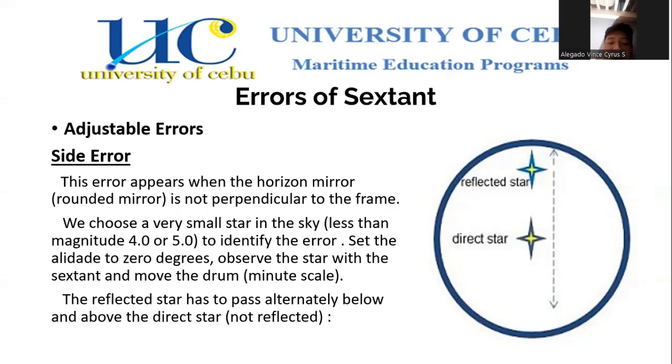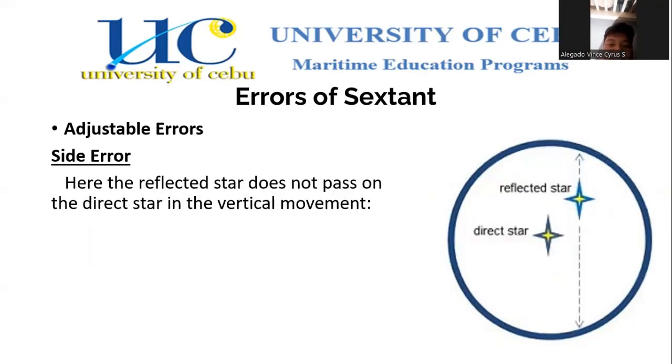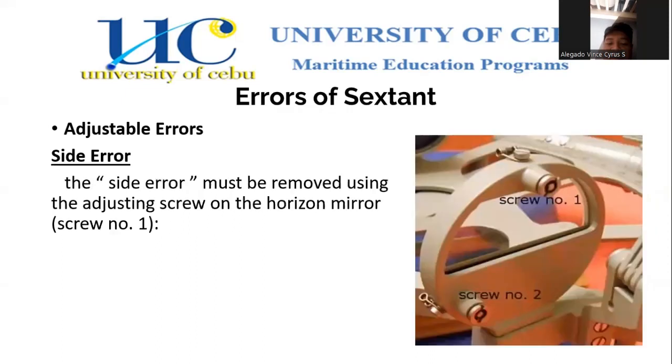The reflected star has to pass alternately below and above the direct star, not beside it. Here the reflected star does not pass over the direct star in a vertical movement. The side error must be removed using the adjusting screw on the horizon mirror, screw number 1.